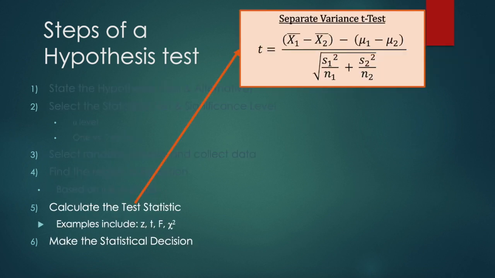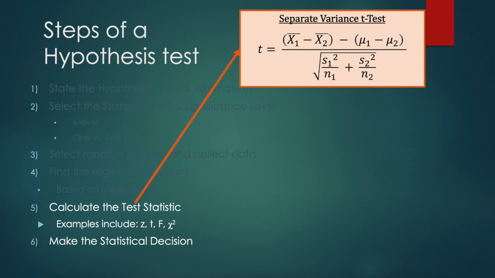So when it comes to actually calculating the test statistic, when it comes to the independent t-test, we have two general versions. The first one is called the separate variance t-test. The name helps a little bit. It's where the variances are not similar, and so we keep them separate. You can probably guess what the other one's going to do. It's when the variances are similar and we don't keep them separate.